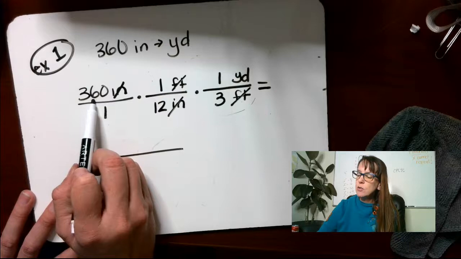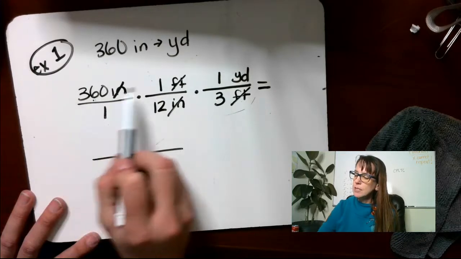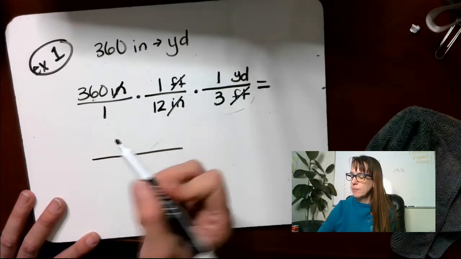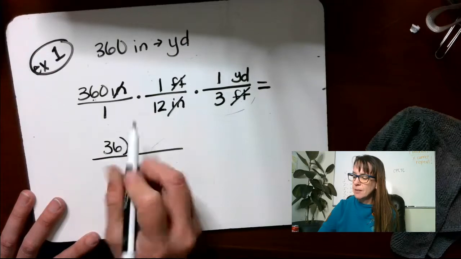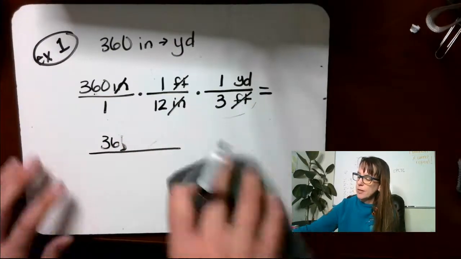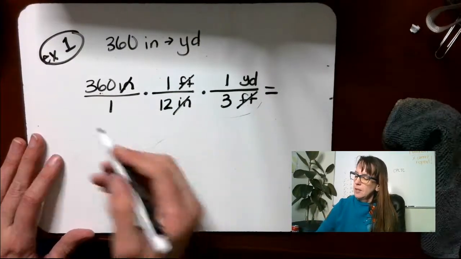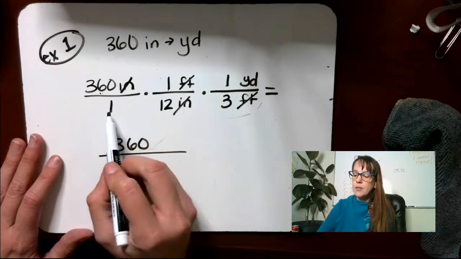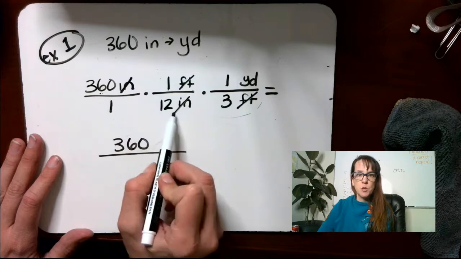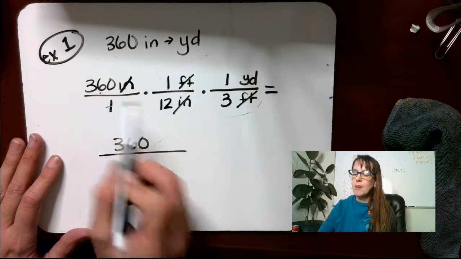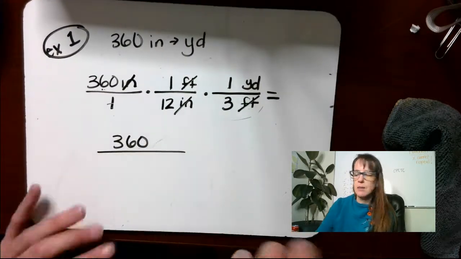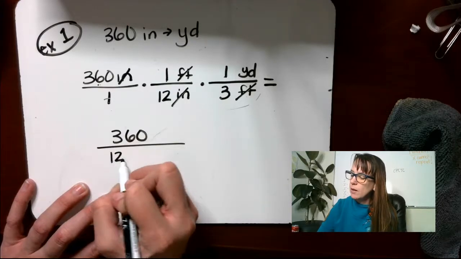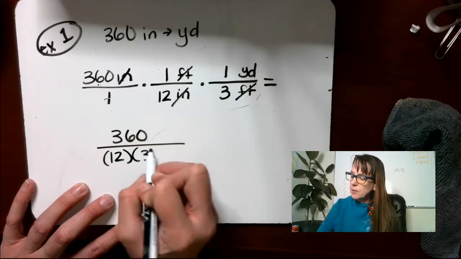Upstairs I have 360, we're going to deal with numbers first. 360 times 1 times 1. That's just 360. Then on the bottom, we have 1 times 12 times 3. Well, the 1 doesn't really matter, right? Because anything times 1 is itself. So downstairs, what we have is 12 times 3.